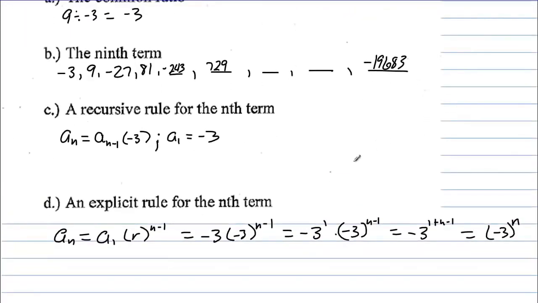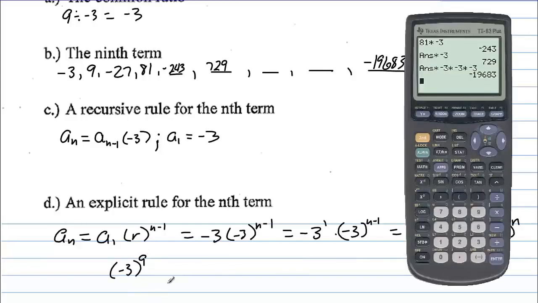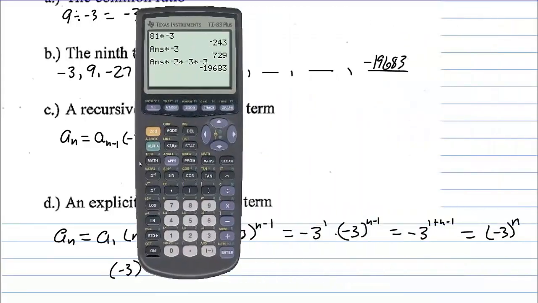Let's try it for the 9th term. So we have negative 3 to the 9th. Let's see what that is. It should be negative 19,000-something. Let's try it. Negative 3 raised to the 9th. And there we have it, negative 19,683, just like we got before.